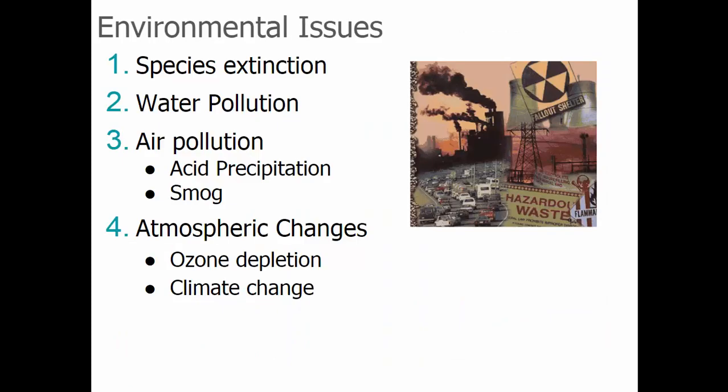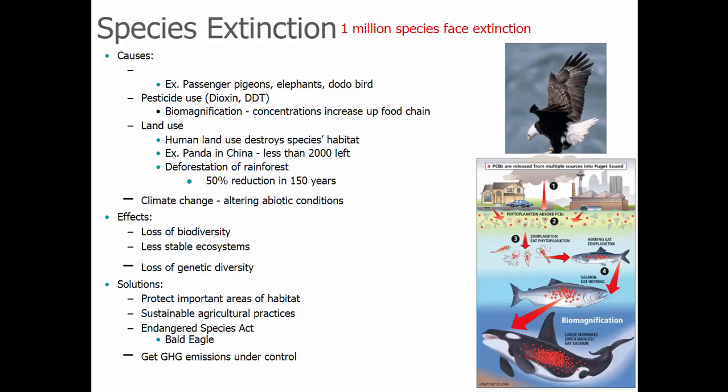All right, so we're going to talk about four categories of environmental issues here. Today we'll talk about species extinction. Recent research paints an even bleaker picture of species extinction, that huge numbers of species are becoming endangered and extinct throughout the world. And most of this is due to human activity.